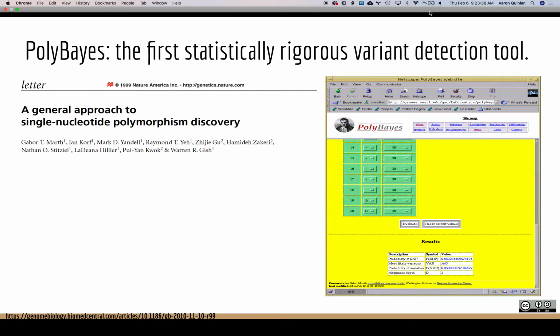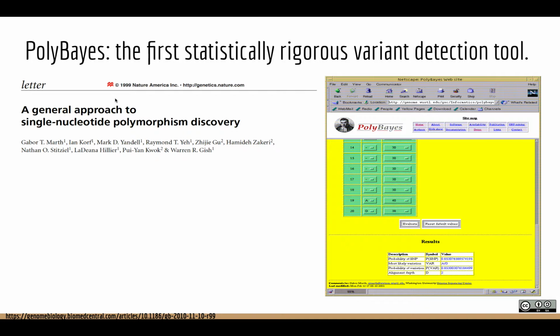Right. So I have to brag about my PhD mentor and a colleague of mine now here at Utah, Gabor Marth. This is a clearly very early mid-1990s website that he developed to illustrate the math and the innovation behind this paper that he published in 1999. It's called PolyBayes, and it was written not for the fancy sequencing technologies we have now, but for those Sanger capillary traces that we talked about a few lectures ago.